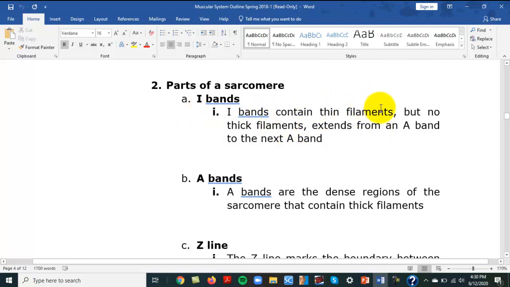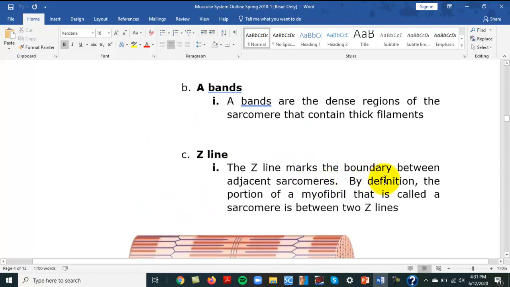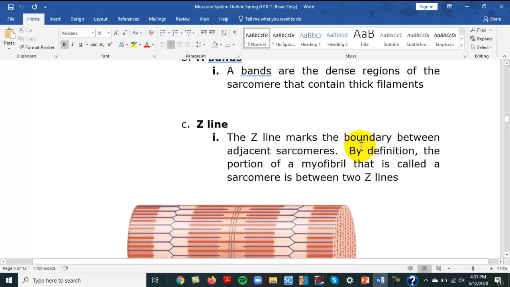I-bands contain thin filaments, but no thick filaments. Extends from an A-band to the next A-band. Now, I-bands are kind of lighter colored. So here's the first thing. This little thing that goes down here, this part, that's called a Z line. See that? It's the boundary between adjacent sarcomeres.